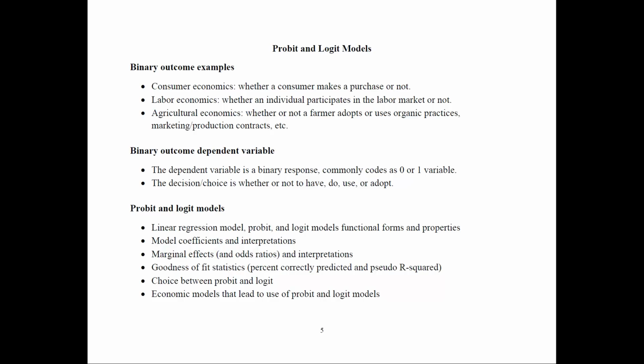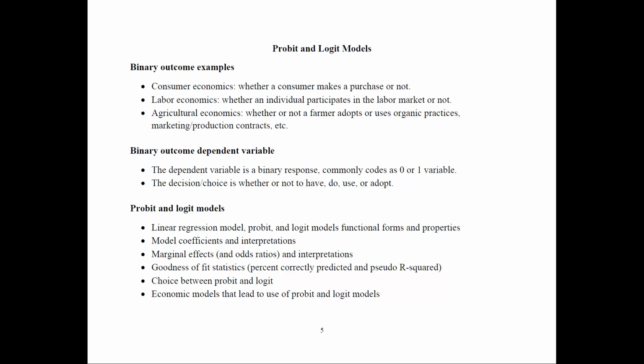So notice here that the dependent variable is a binary response variable. It is commonly coded as a 0-1 variable. It's not continuous, just two categories, 0 or 1. And the decision or the choice is whether or not to have something, or to do something, or to use something, or to adopt something. These are kind of like the choices that we have.